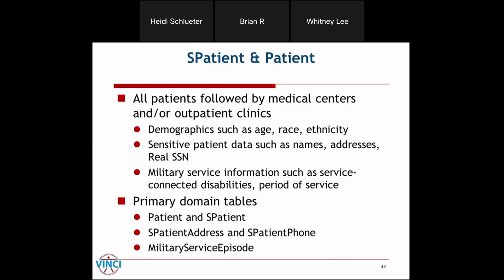And the distinction here is between the S-patient and the patient. The S is for a little more sensitive data. So things like social security number and things of that nature will fall under the S-patient schemas, whereas the patient schema, while it still has PII, is not as sensitive.